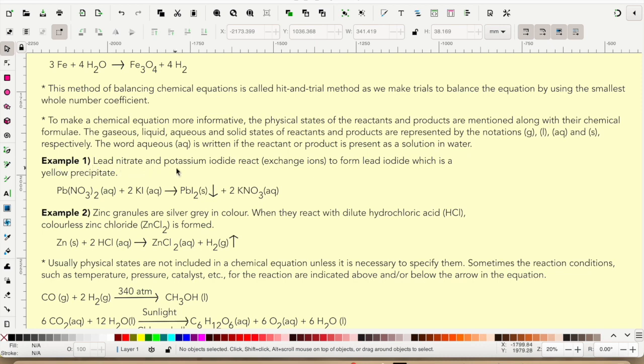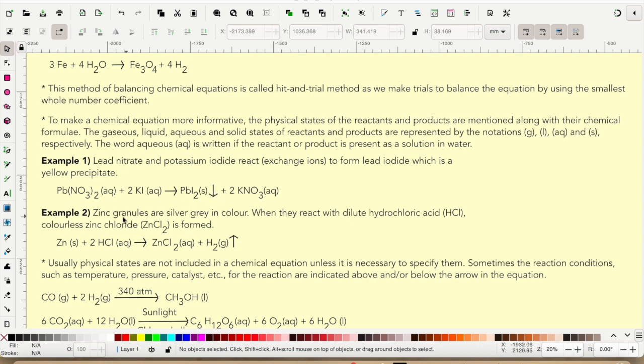Lead nitrate and potassium iodide react to form lead iodide, which is a yellow precipitate. Lead nitrate, potassium iodide and potassium nitrate are aqueous solutions. So we write aq next to them. Lead iodide is solid, so we write s next to it. Down arrow is the precipitate symbol.